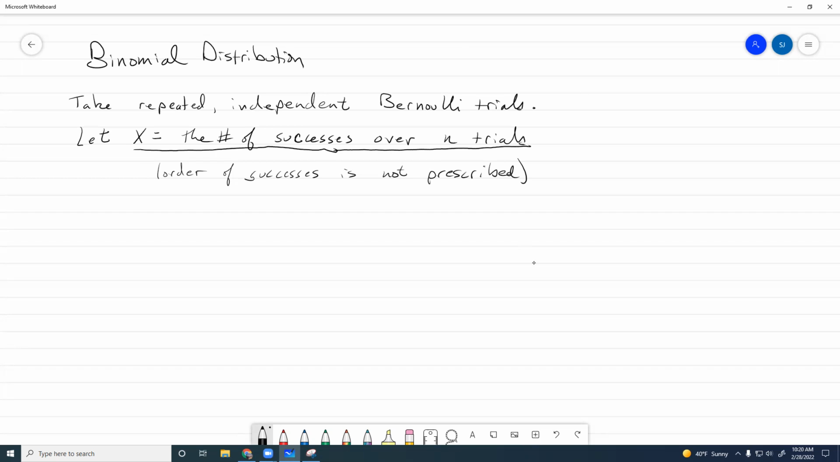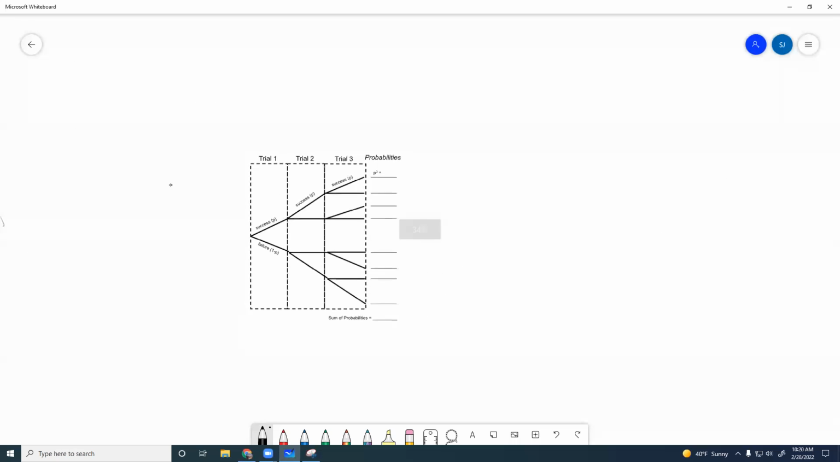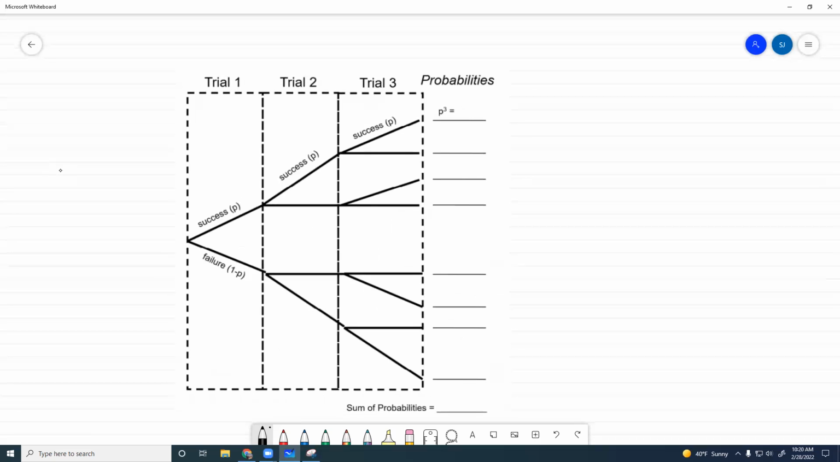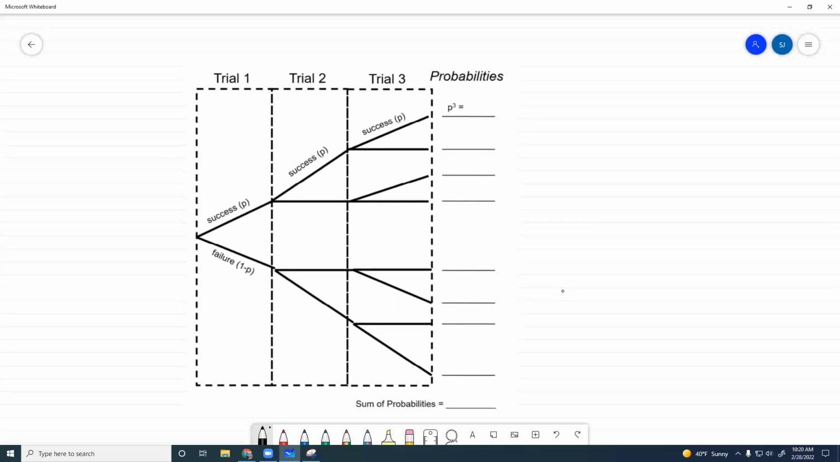All right, let's go over to our tree diagram. And we'll do a coin toss. We'll keep it simple. So we'll say, let X equal the number of heads over 3 coin tosses.